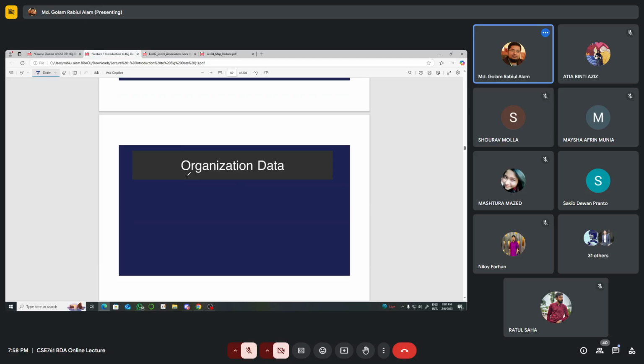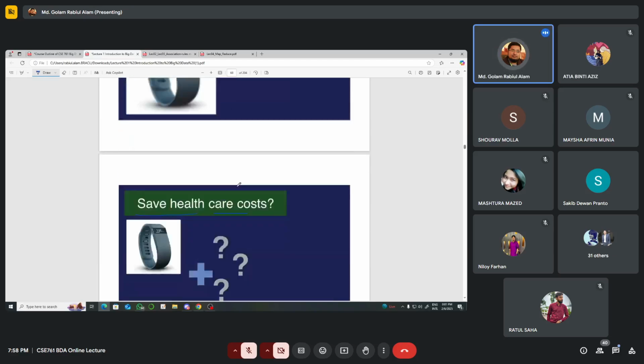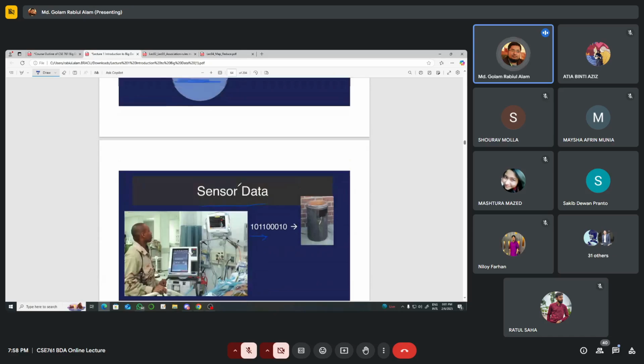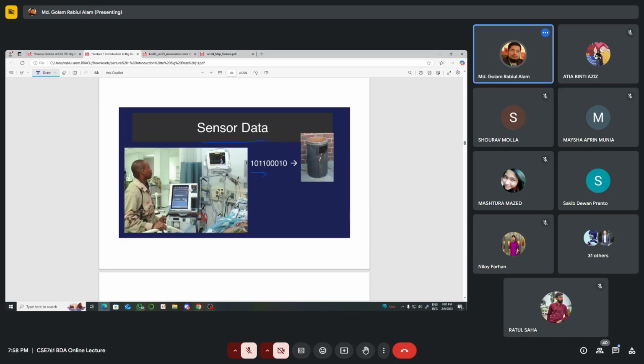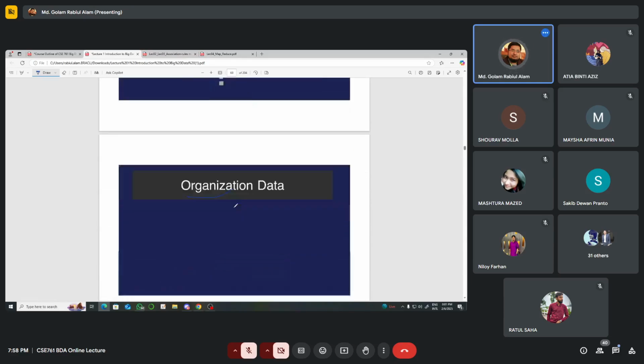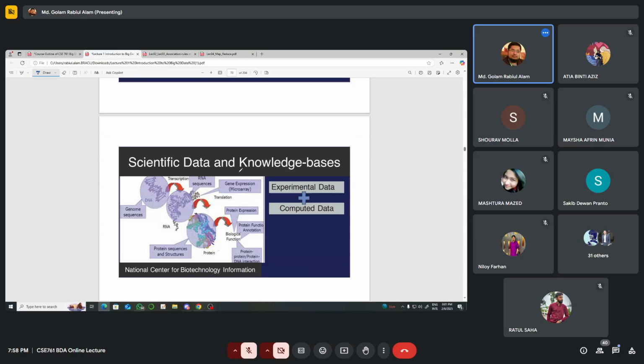Again, think about our organization data, because I have mentioned here three types of data, like the sensor data and then organization data. There are several organizations, and some organization will store people's genomes, and based on the genome sequence and the sensor data, you want to find out the precision medicine for that.